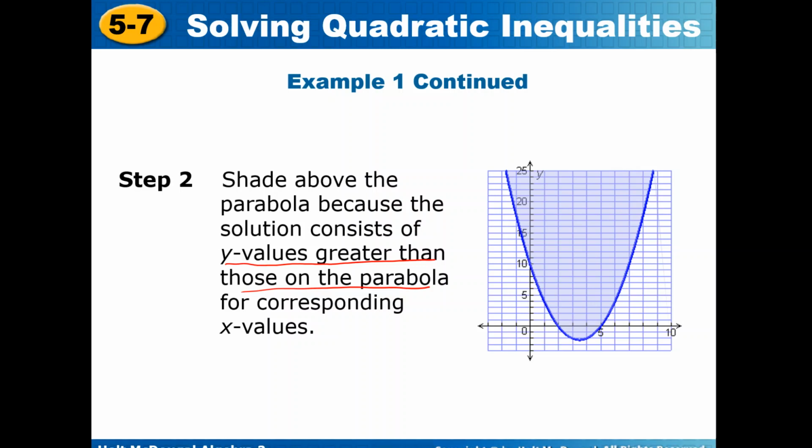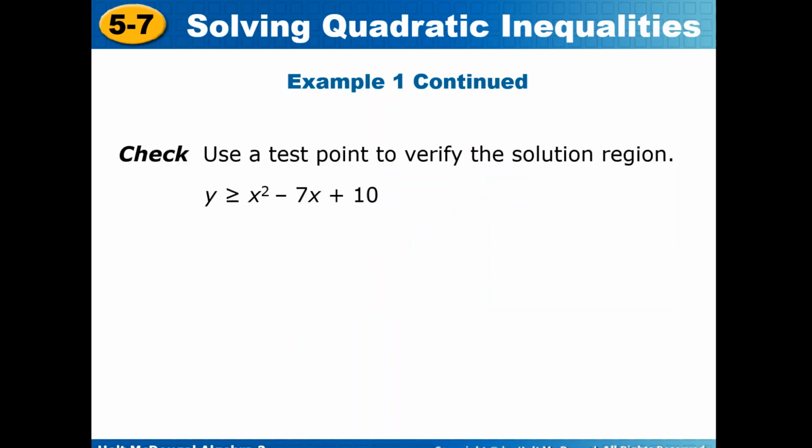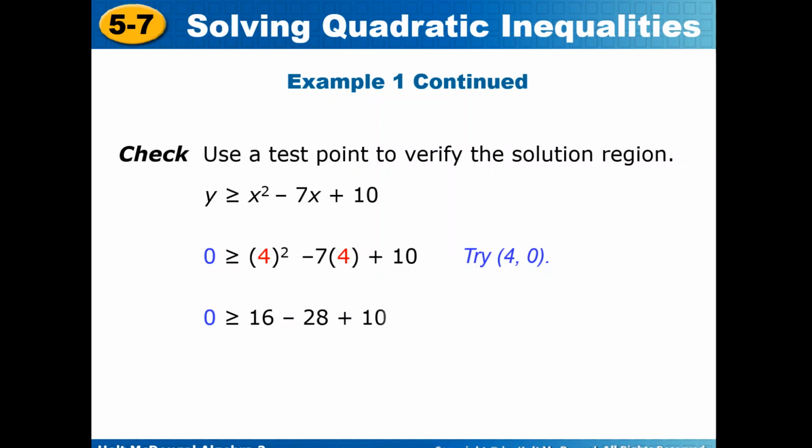And one thing we can do to check is just choose a test point. I'm going to go ahead and choose 1, 2, 3, 4. Let's choose 4. Let's choose this point, which would be x, y, and that's going to be over 4, up 0. So let's try 4, 0 here. Going ahead and trying 4, 0, we're going to just plug that in for our x and y. And when we do, we see that 0 is greater than negative 2, and that is true, so we know we shaded in the correct place.